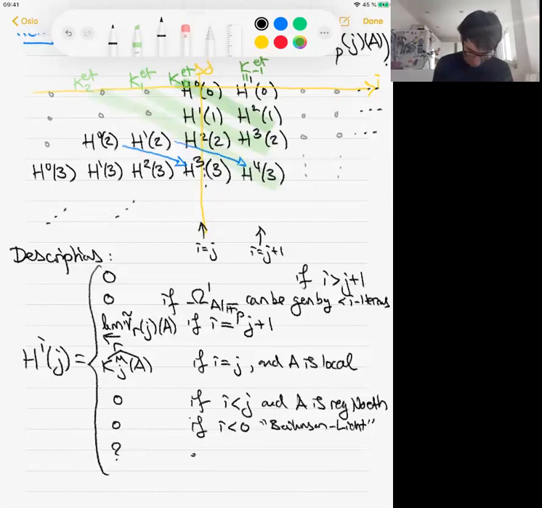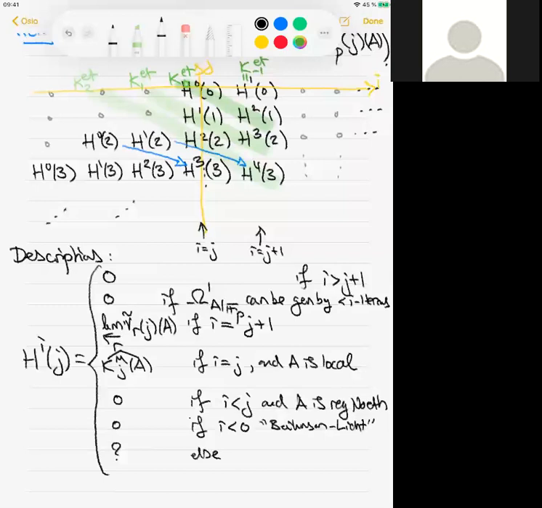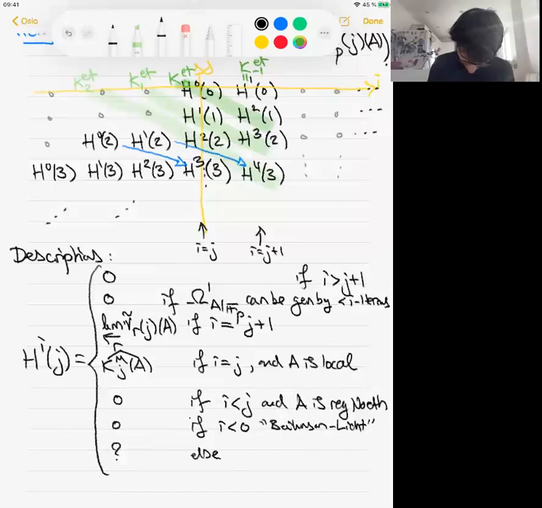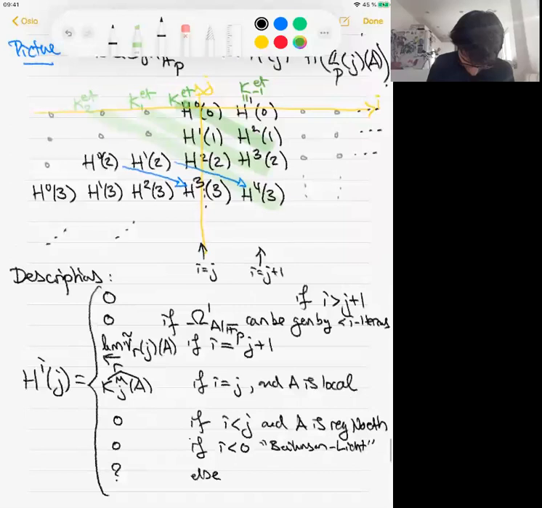So I thought the axes were i and j. I hope they are. So then i equals j and i equals j plus one don't look like columns to me. Okay, what do I want to say? Right. Wait, what's the problem then?